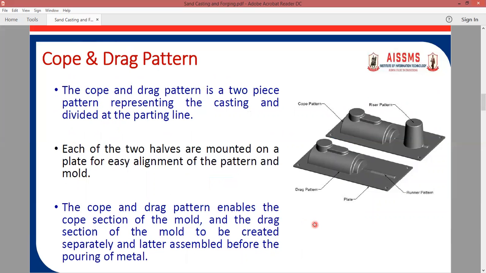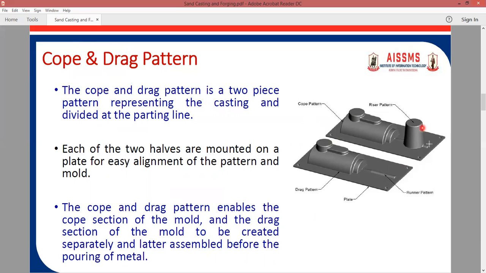Second is your cope and drag pattern. What is cope and drag? A mold box consists of two halves. The upper one is called the cope box, the lower one is called the drag box. And the cavity consists of a cope pattern cavity and a drag pattern cavity separated by a parting line.